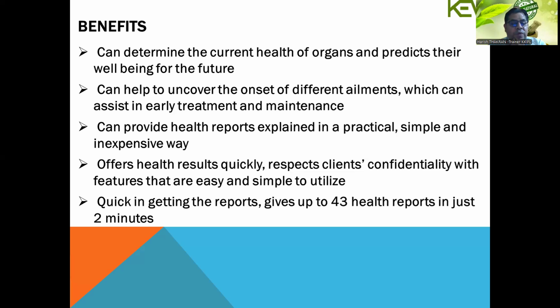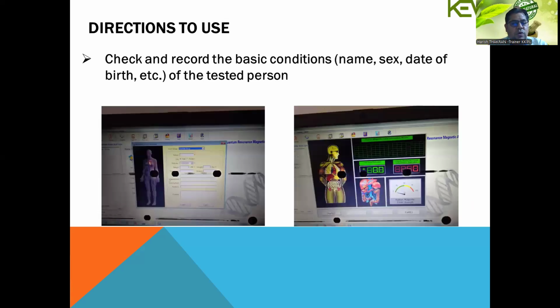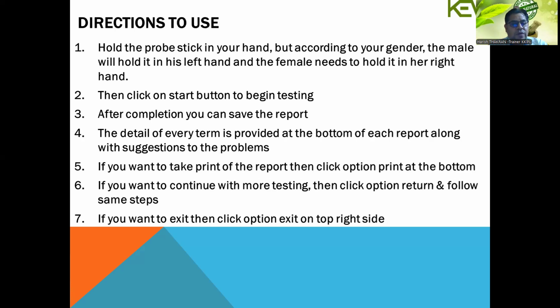Apart from that, within 2 minutes you will get a complete analysis of your body if you're using the Kiva 4G QMRA machine. So we talk about the benefit of this machine. As I already told you, if you are fulfilling all the terms and conditions, you can get up to 85% accuracy of your body health.